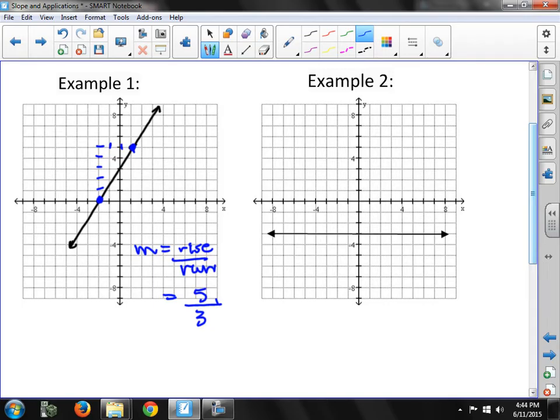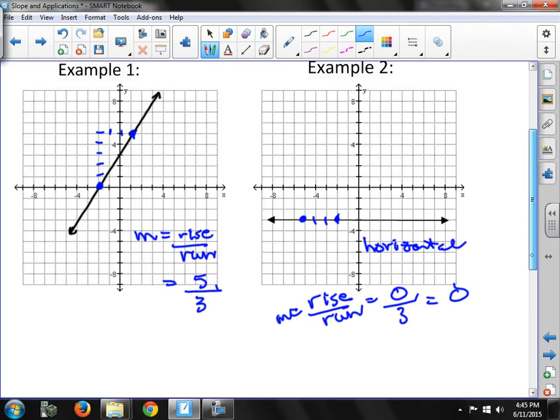In this example, let's just find 2 points on the line. To go from this point to the second point, remember it's rise over run is my slope. It does not rise any to go from one point to the next, but it ran 3. 0 divided by 3 is 0, and of course this is a horizontal line. It has a slope of 0.